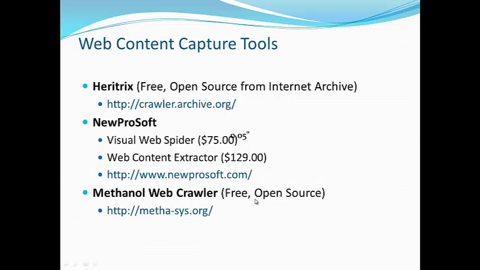Methanol is another free open source web crawler. It is sort of community maintained, so it has gone through several stages where it hasn't been maintained that well. Last I looked, it's doing okay. This is another free open source application that you can use for web archiving. New ProSoft makes desktop web archiving tools, so they aren't going to be sufficient for archiving an entire company or a large organization. But if you have personal web archiving needs, these tools are going to work great, and they install on your Windows or Apple-based machine. And the one drawback is that they cost money to get the full licensed version.